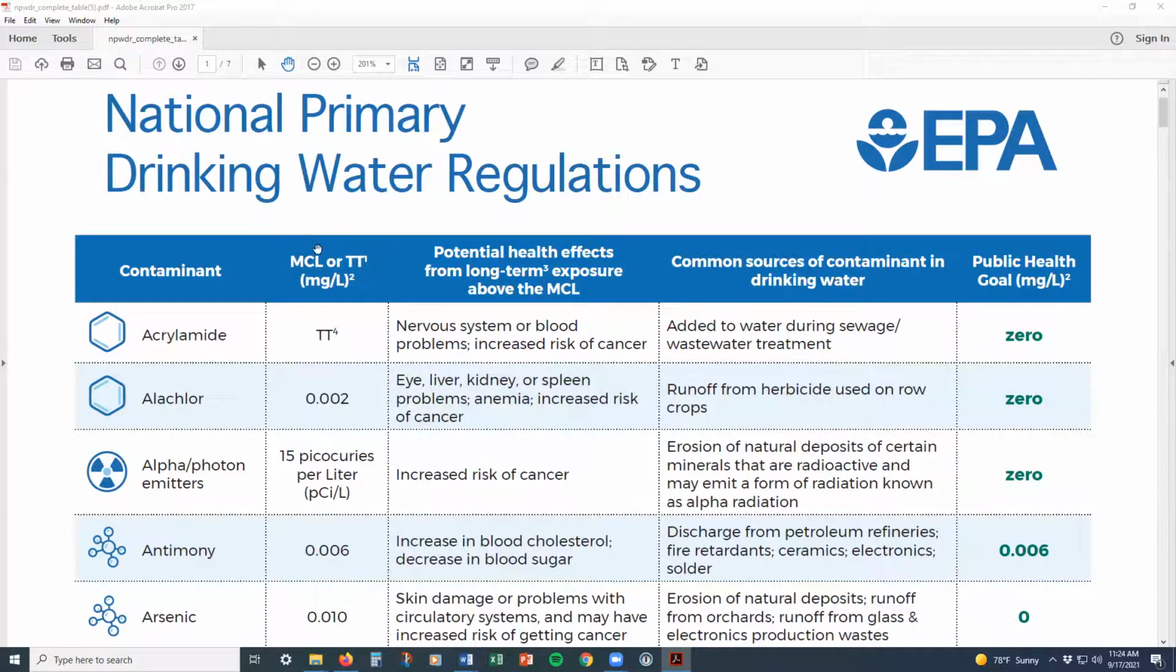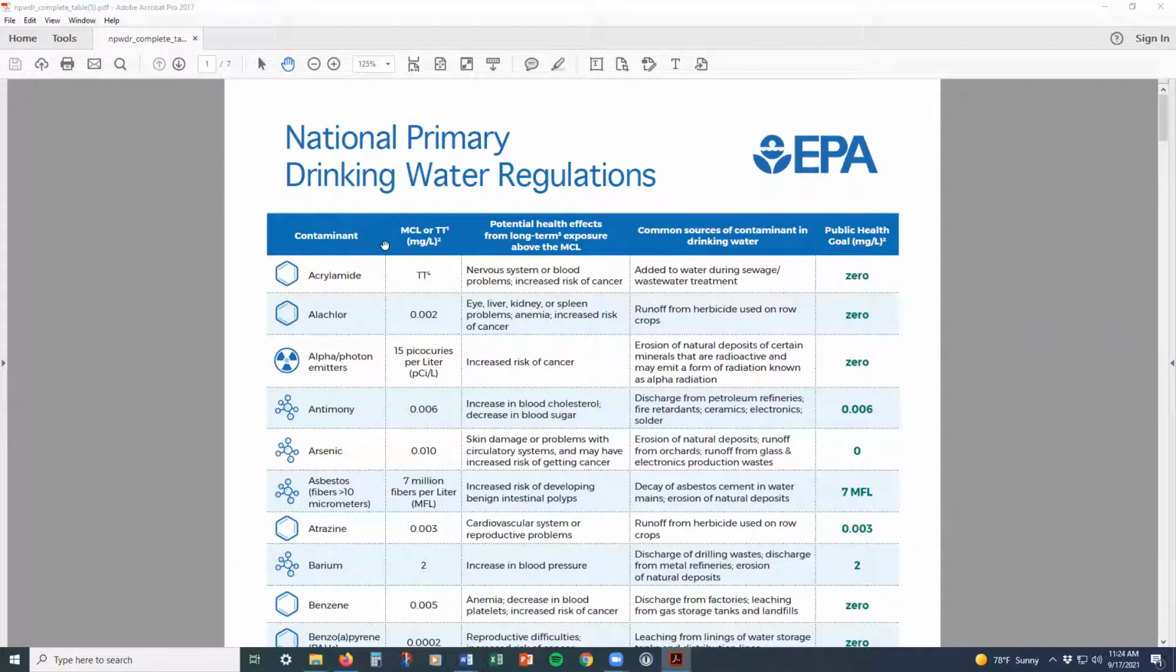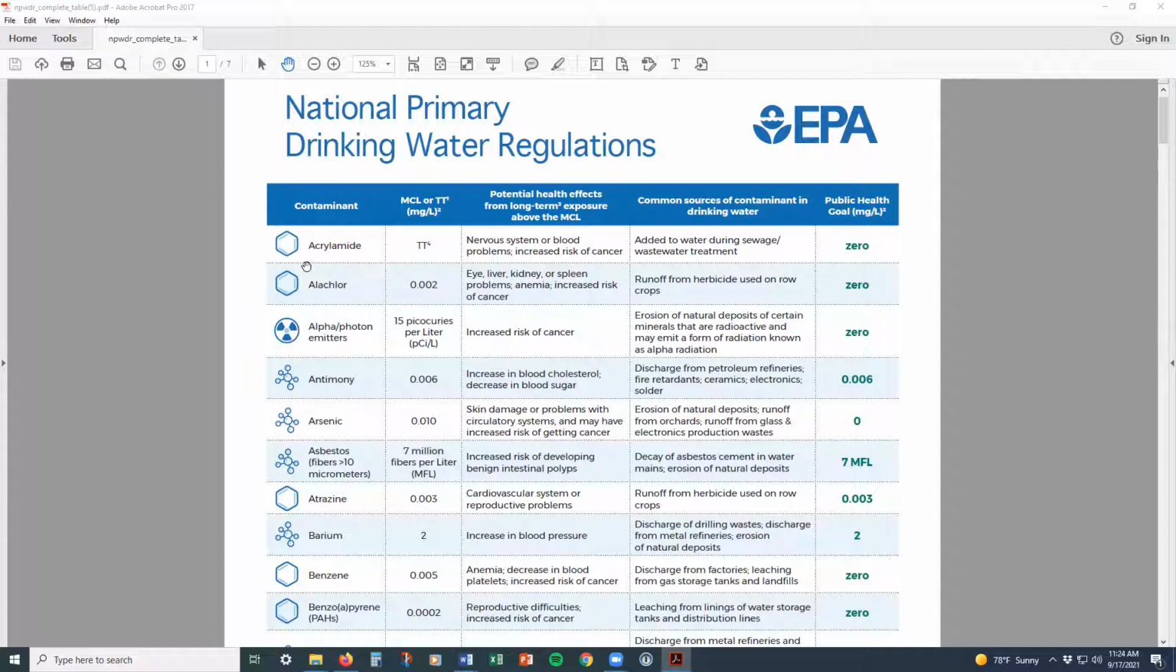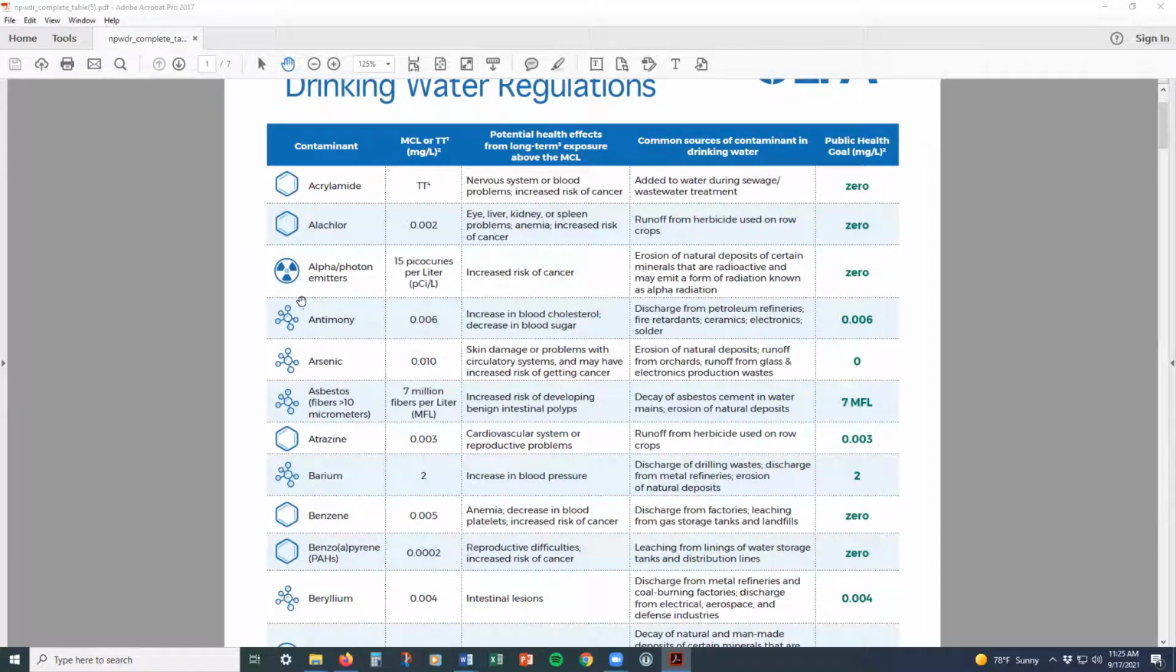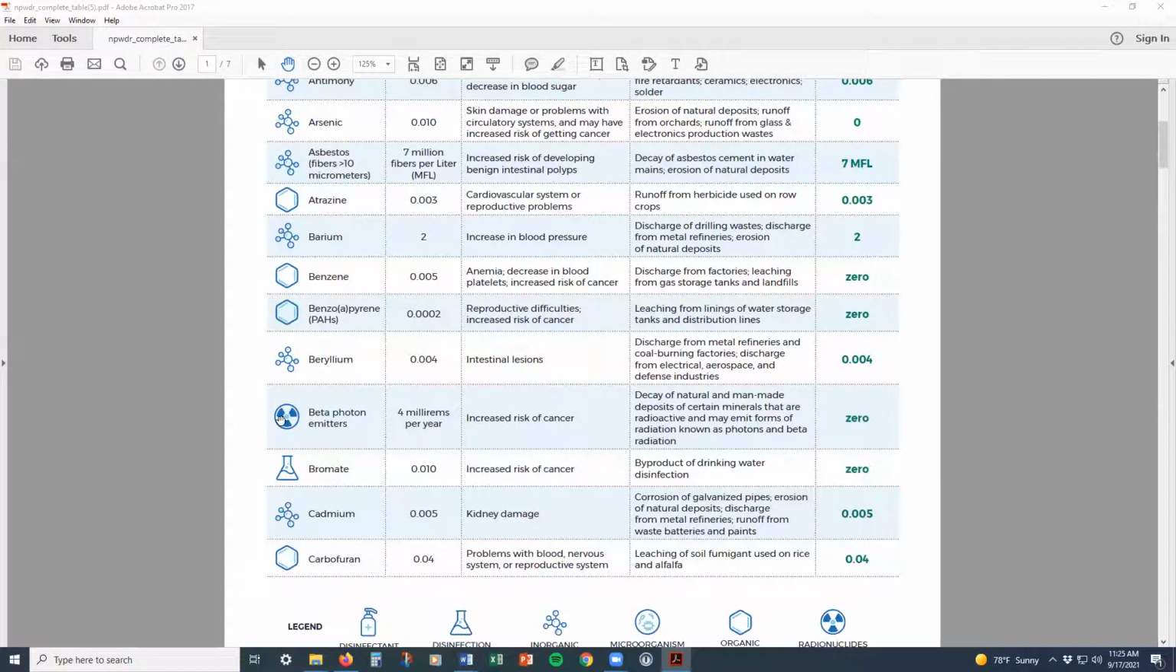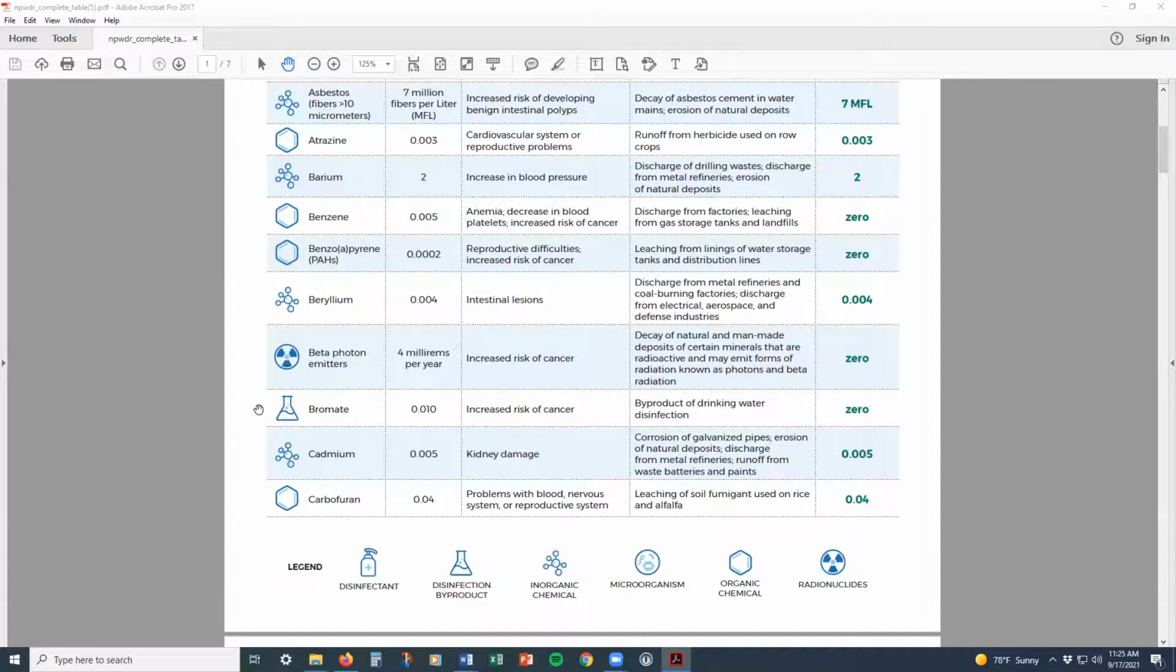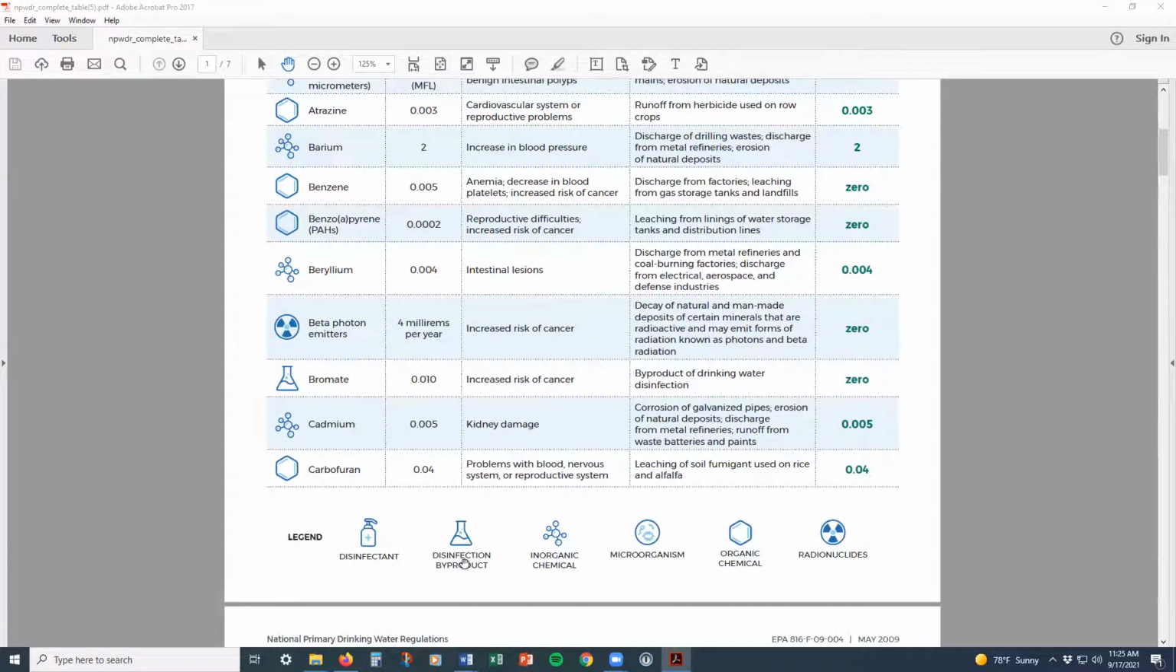And this PDF is going to list every possible contaminant that the EPA has regulations for. Some of these are organics, and you can see that organics are listed by this particular symbol here. Radiological has the trefoil symbol here. Antimony or arsenic, all these symbols here indicate inorganic contaminants. You've also got chemicals from disinfection here. So that's what these mean. You've got a legend here that tells you what is what.